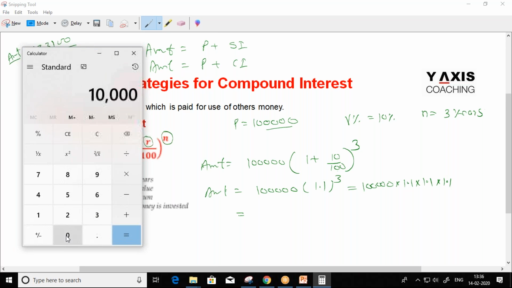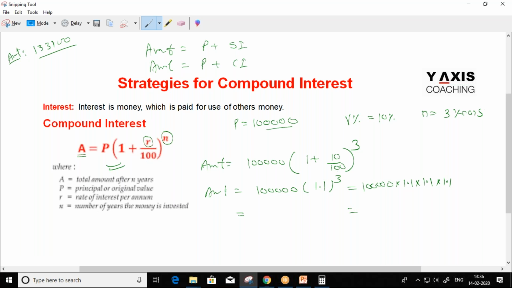1 lakh and more 0s into 1.1. When we multiply 1 time, we get this, 2 times this, and 3 times, you can see we directly got 1,33,100. So this amount and what we got in the previous case, both are the same.